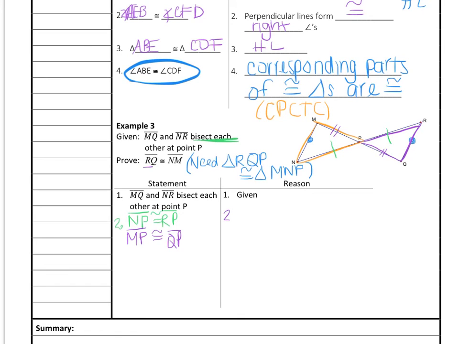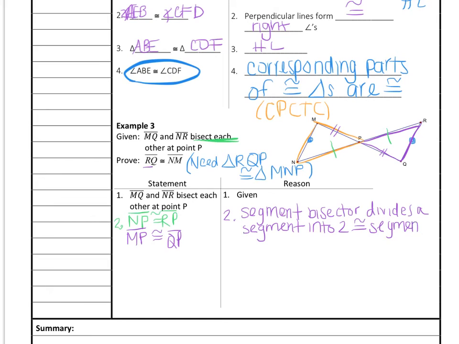And our reason is the following. Hopefully you are starting to memorize these. Segment bisector divides a segment into two congruent segments. Don't stop there, say at the midpoint.